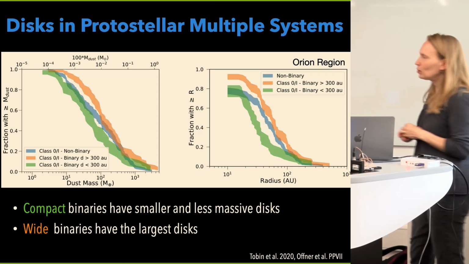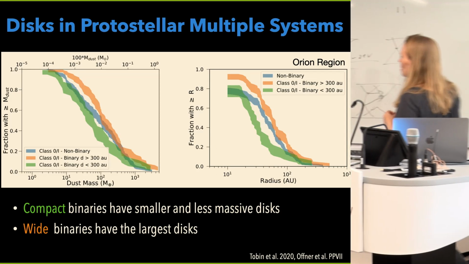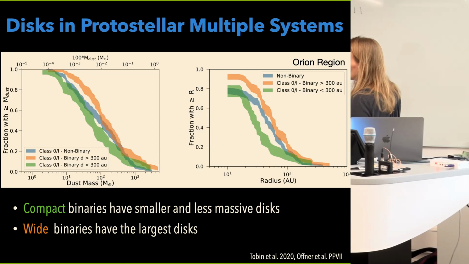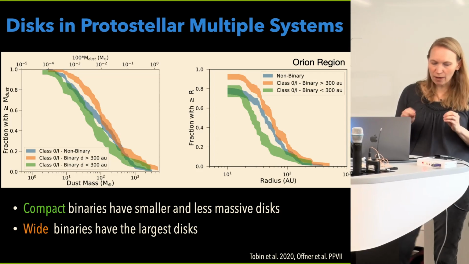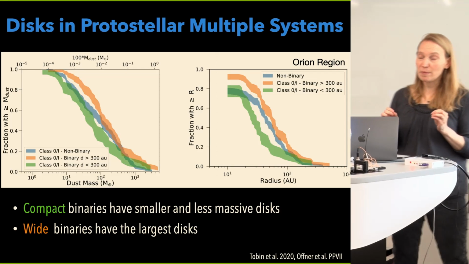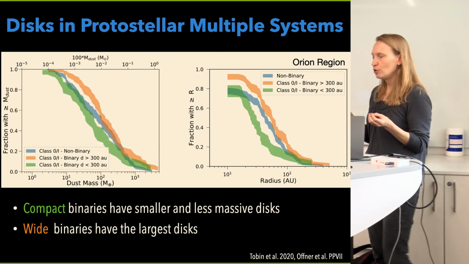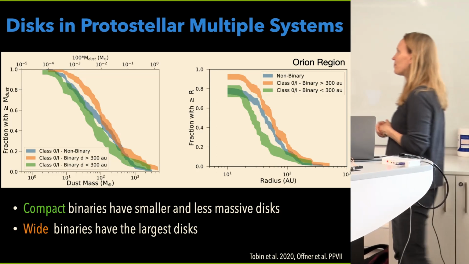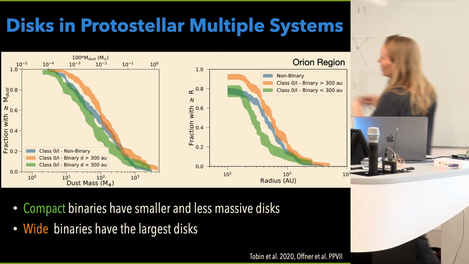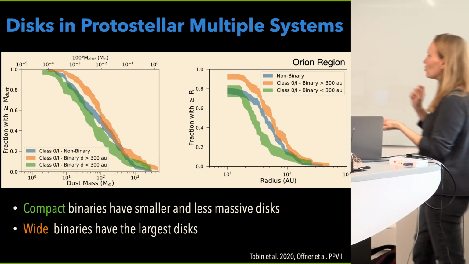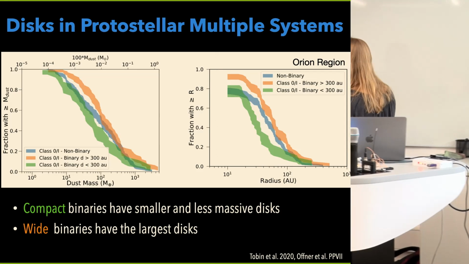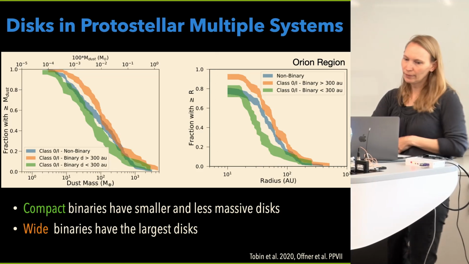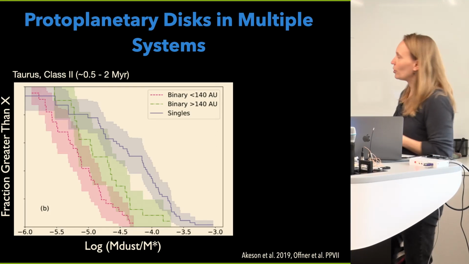Wide binaries have the largest disks, which is maybe less intuitive. I think the answer is that systems where you have wide binaries could be binaries because there's just more mass in the system. So you have a core or filament where there's a lot of mass, you get two fragments, and then they're wide enough apart that they're not tidally truncating each other's disks, they're not undergoing close interactions, and so you actually have more mass in these systems and then larger disks. And then single star systems are somewhere in the middle.